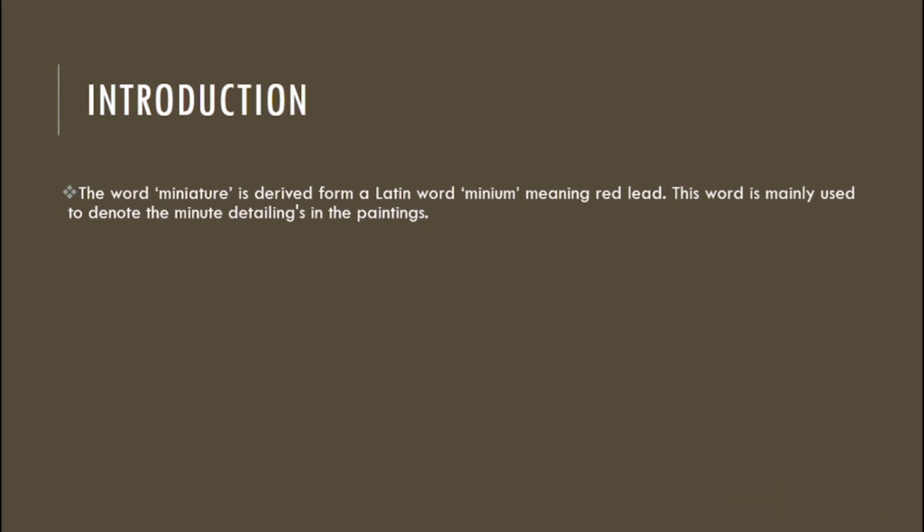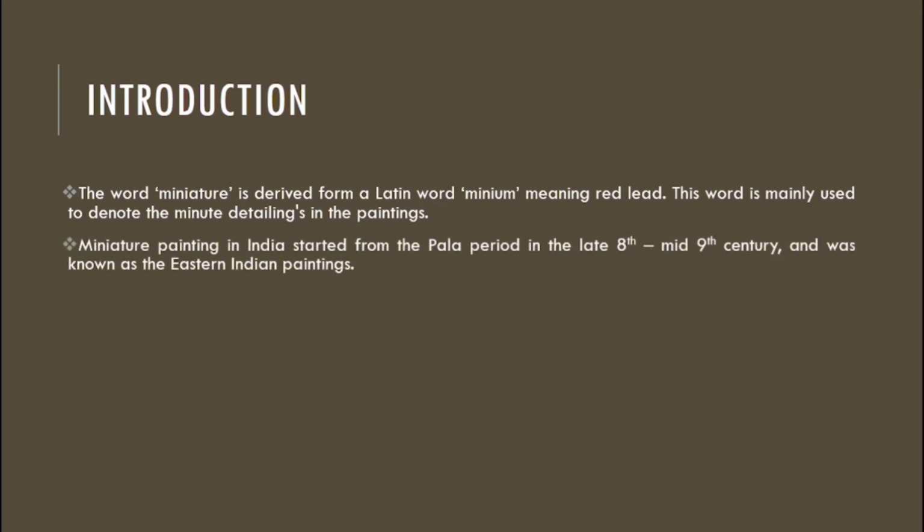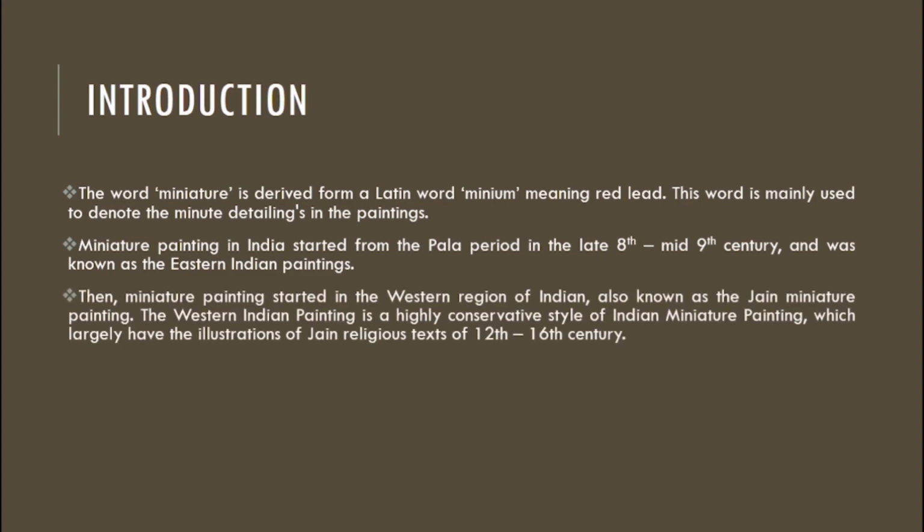The miniature paintings started in India from the late 8th to the mid 9th century and are known as the Eastern Indian painting. Later it came to the western parts, where it is known as the western miniature paintings or the Jain illustrations, and all these Jain illustrations are mainly painted on the life of the Jain Tirthankaras. Two examples of Jain illustration are the Kalpasutra and the Kalakacharya Katha.